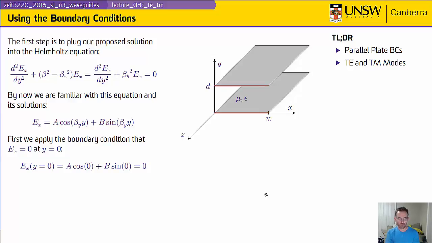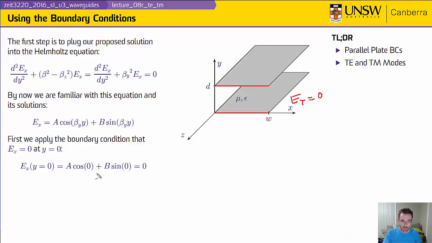So the first boundary condition we're going to apply is that the x component of the field must be equal to 0 at y equals 0. Why is that the case? Well, we'll remind ourselves. Right? At a perfect electrical conductor, E tangential must be equal to 0. And the tangential directions are E sub z and E sub x. Now there is no E sub z because we stipulated that this is a transverse electric mode. So we have E sub x equals 0.